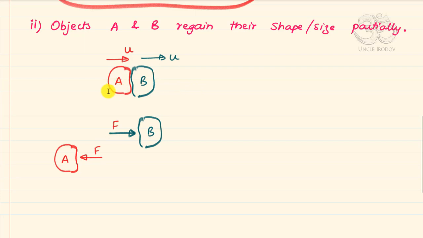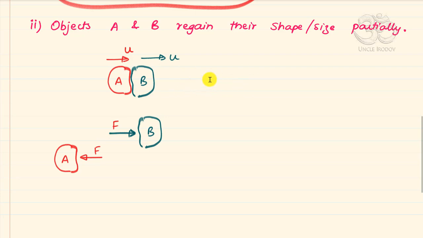A will try to slow down, and this process will continue till they are in contact and they are trying to regain their original shape and size. But once they stop trying to regain their original shape and size and they leave contact, then after that they are going to move with those individual velocities.